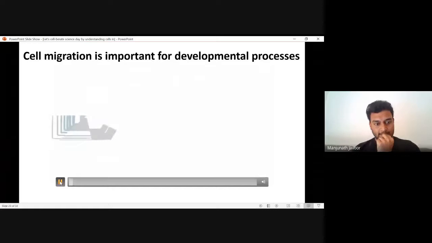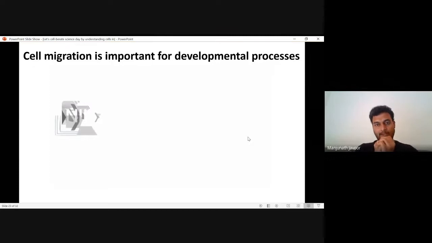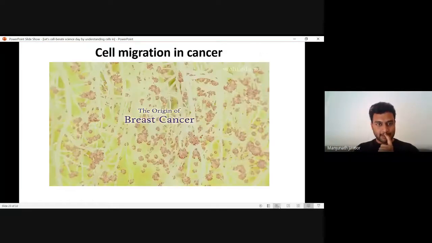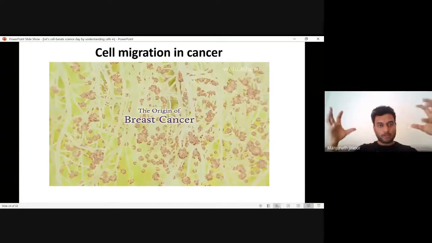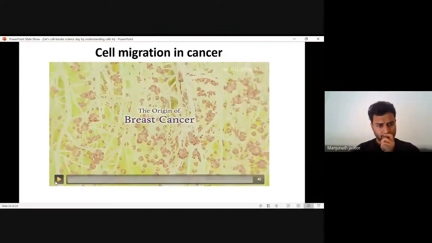Another thing is that cell migration is also involved in many different developmental processes, like how a small baby grows into a big human being. So there's a lot of cell motion. For the sake of time, I'll skip this slide. And when can cell migration, the movement of cells, go bad? When can it cause diseases? When cells start dividing a lot and forming tumors, that's when we call it cancer. So I will just show you a video.